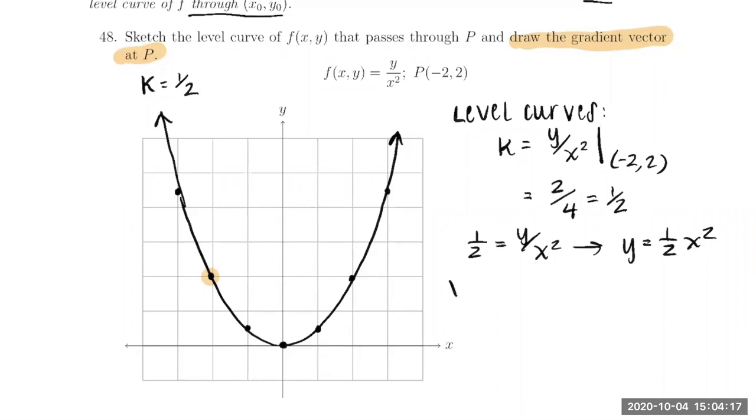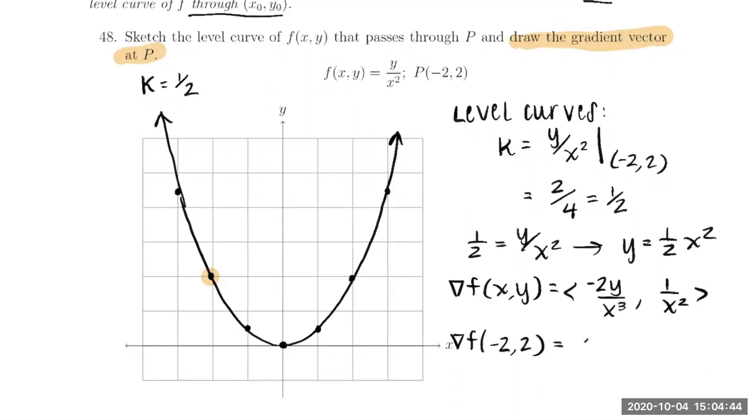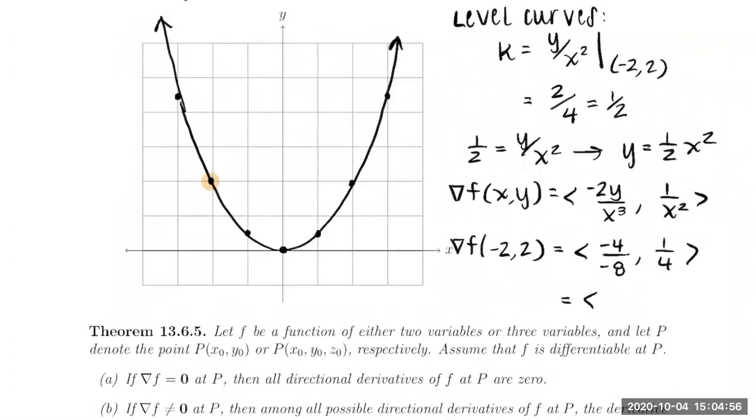Let's compute the gradient in generality first. Gradient of f of xy is the following. So when I take the derivative with respect to x, I'm going to get a -2y over x cubed. And when I take the partial with respect to y, I get a 1 over x squared. All right, so now if I evaluate the gradient at -2, 2, what I'm getting back is -4 over -8 and 1/4. So in other words, I have 1/2, 1/4.